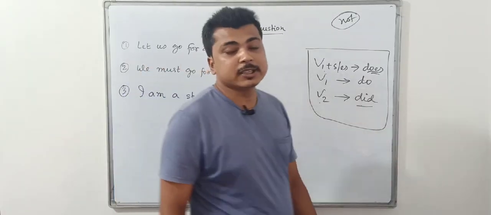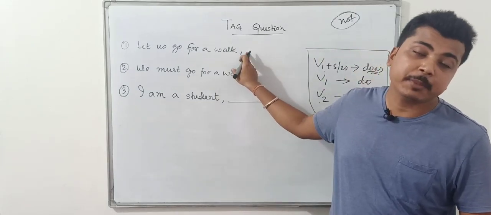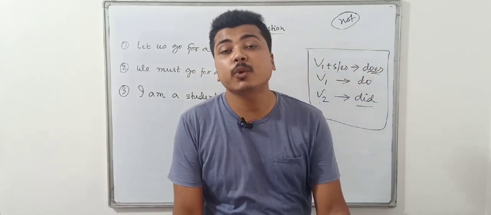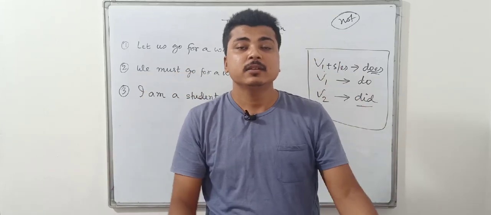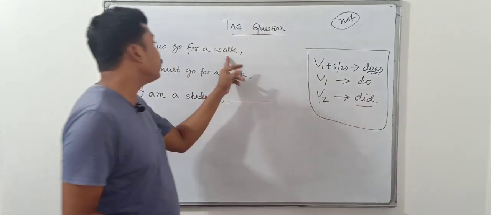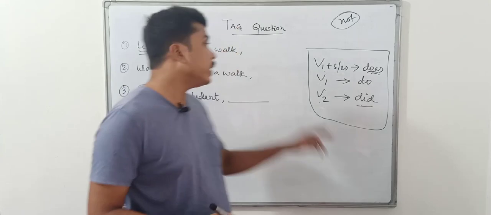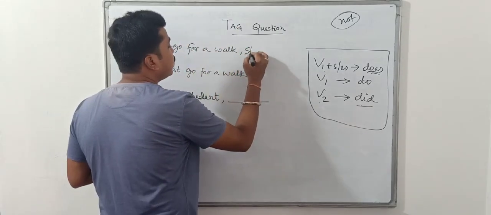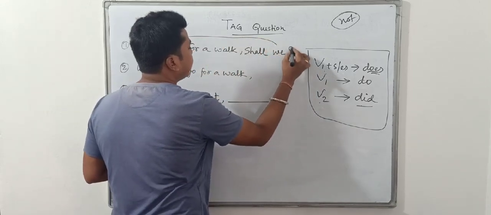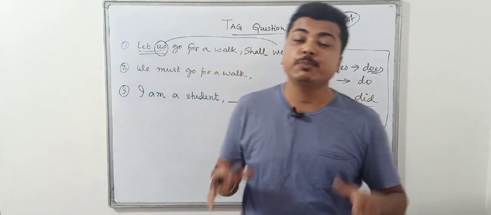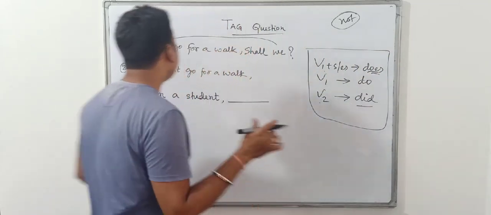Here we have a few more questions. Suppose number 1: let us go for a walk. No doubt it is an affirmative sentence, but what is it? It is a proposal. You are giving a proposal to someone, that let's do this work. Whenever your sentence starts with let us, it means it is a proposal. So whenever it is a proposal, we are going to use the auxiliary shall. Us will be changed into we. Do not make a mistake.